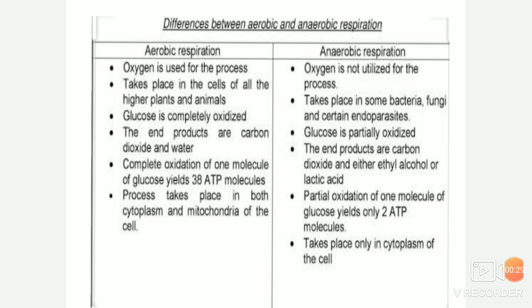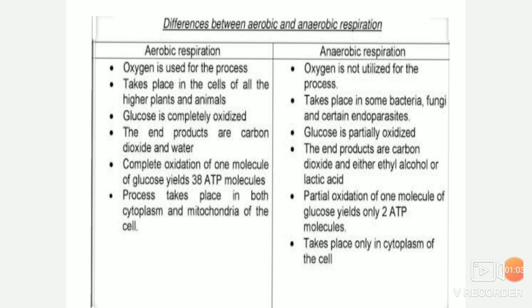Oxygen is used for the process of aerobic respiration, and oxygen is not used in the process of anaerobic respiration. After that, aerobic respiration takes place in the cells of the higher plants and animals, but anaerobic respiration takes place in the lower organisms like bacteria, fungi, yeast, and it also takes place in the human muscle cells. Please keep this in mind.